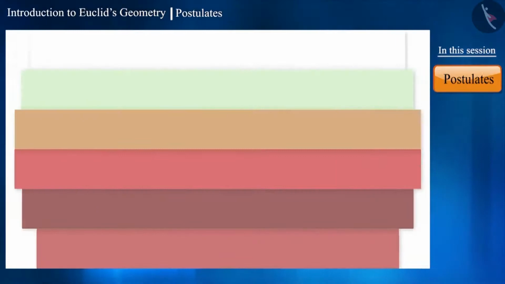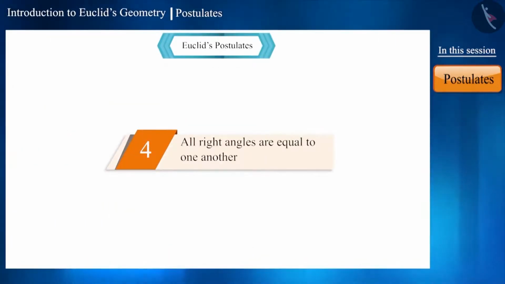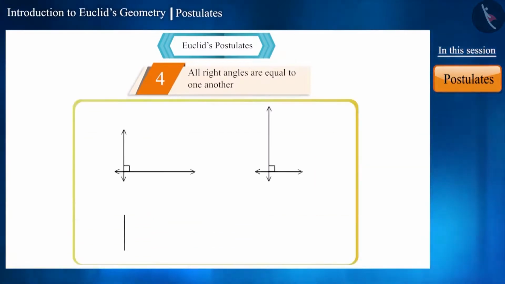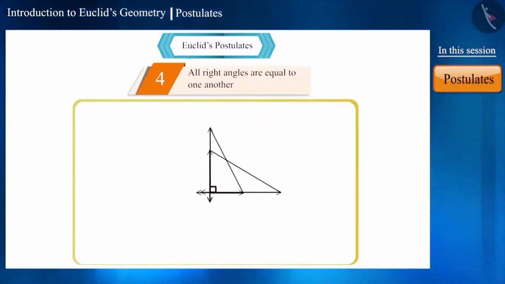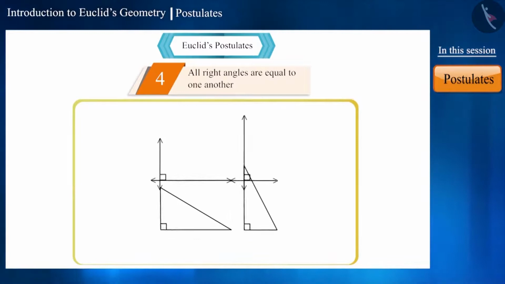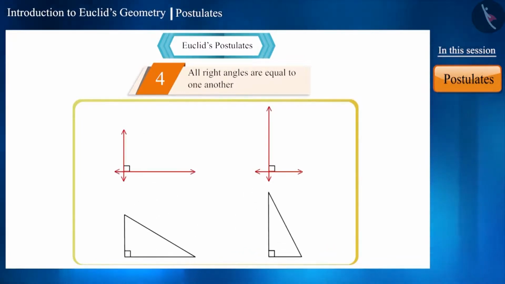Let's move to the next postulate. All right angles are equal to one another. Friends, this is quite easy to understand. The measure of a right angle is 90 degrees. So if this angle is made up of two sides or lines, or if it is inside any triangle, it will be 90 degrees only. That is why Euclid said that all right angles are equal to one another.